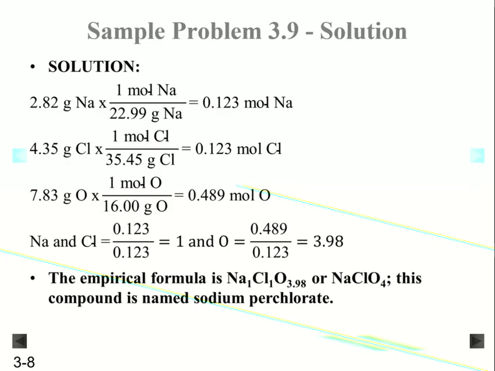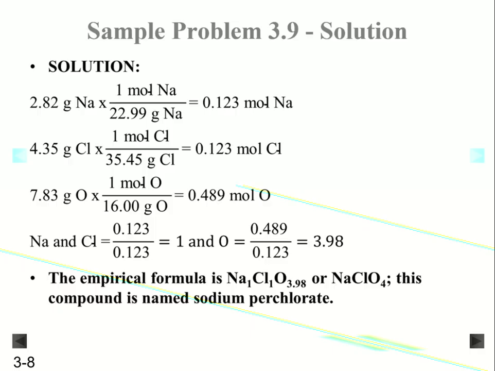So here's their solution. Each of the masses is divided by the atomic mass of the corresponding element. So 2.82 grams of sodium is divided by 22.99, and likewise for chlorine and oxygen. So we end up with, for our sample, these amounts of moles: 0.123 moles of sodium, 0.123 moles of chlorine, and 0.489 moles of oxygen. If we divide all three of those numbers by 0.123, we end up with 1 mole of sodium, 1 mole of chlorine, to 3.98 moles of oxygen. So that gives us an empirical formula of, rounding to whole numbers, NaClO4.